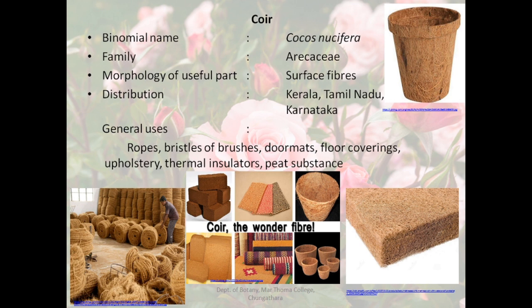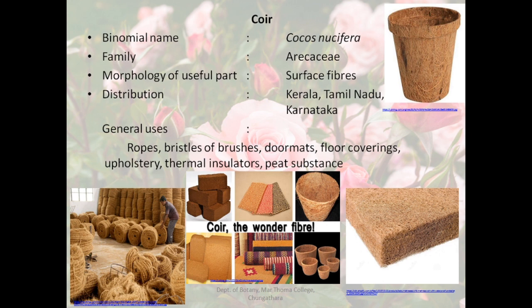We will discuss about coir. We know that it is obtained from the coconut plant, so we have already discussed its binomial name is Cocos nucifera. It is belonging to the family Araceae. The part from which the coir is extracted is the surface fiber of the seeds. It is mainly distributed in Kerala, Tamil Nadu and Karnataka. We of course, all the Keralites need no introduction about the coconut plant.